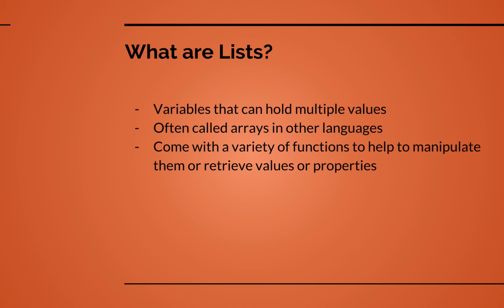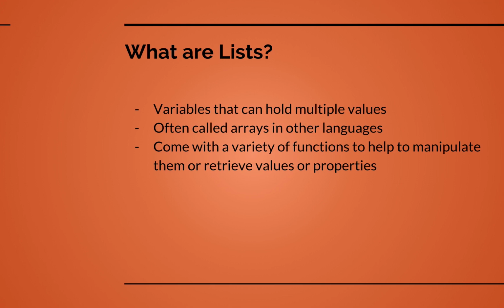So for starters, what are lists from a programming perspective? Lists are basically variables that can hold multiple values in one location. So all of the stuff we've seen so far, those strings, doubles, ints, and booleans, those can only ever hold one value at a time. Lists allow us to store lots of different values in a single variable, and also come with a variety of extra functions that help to either manipulate these lists or retrieve values or properties from a list.